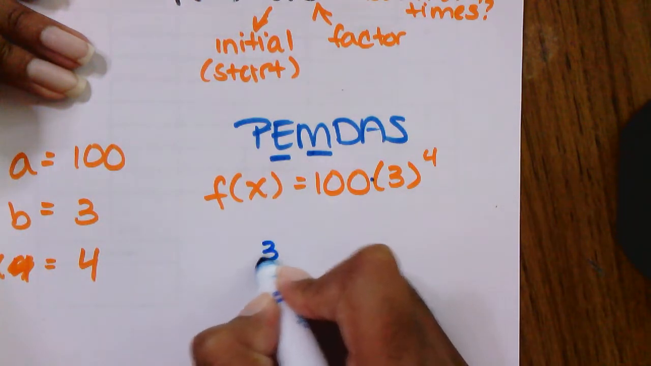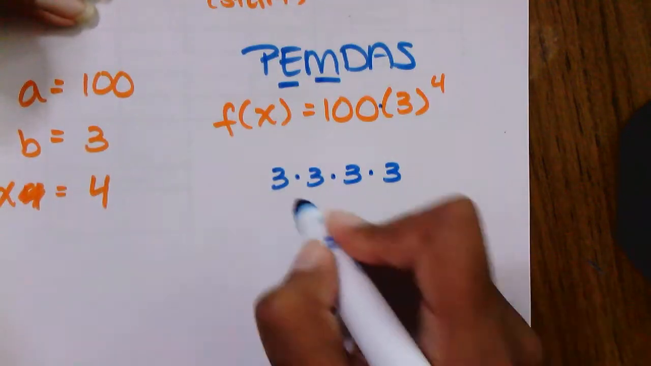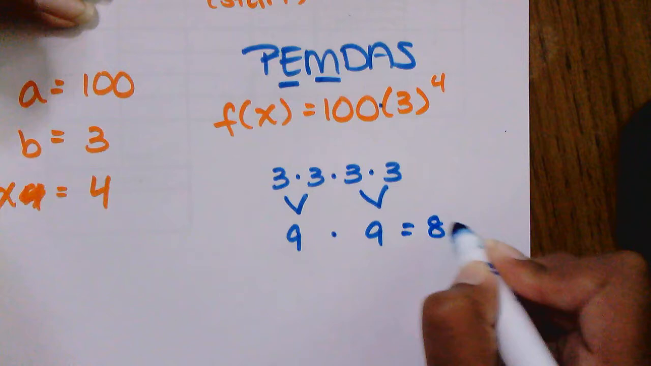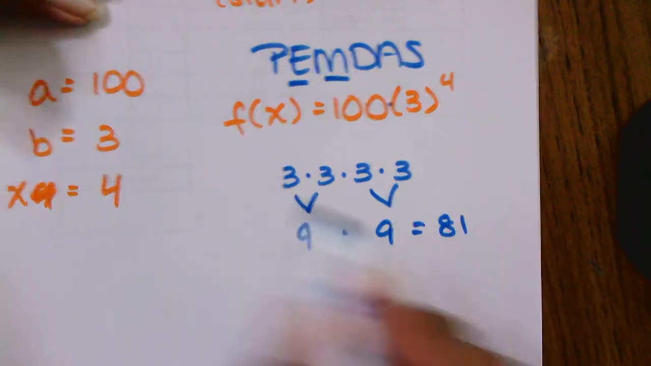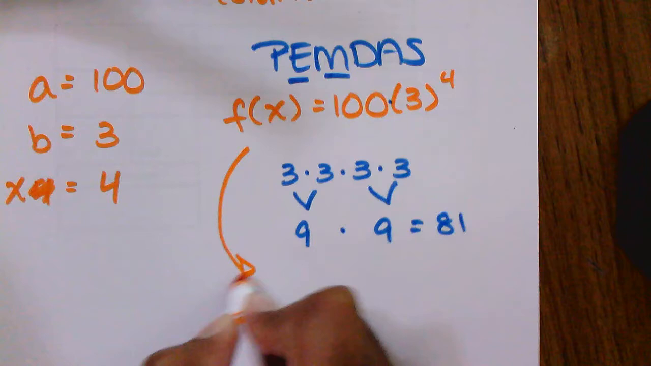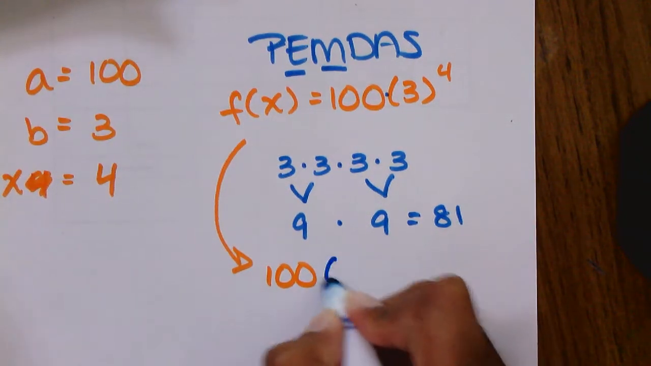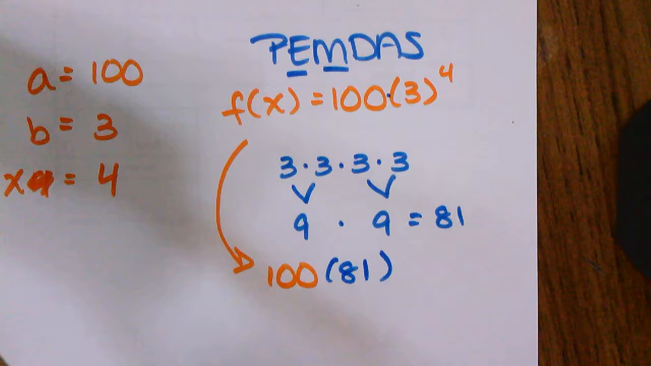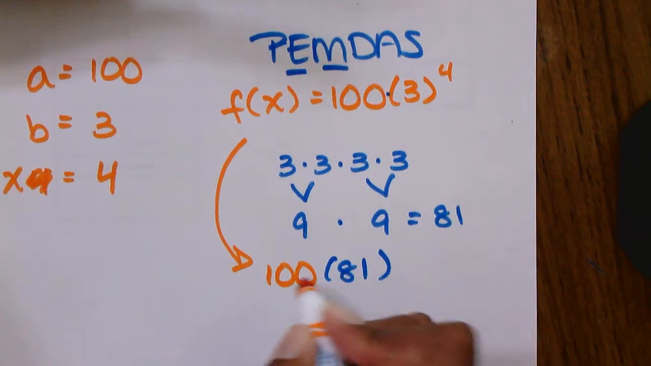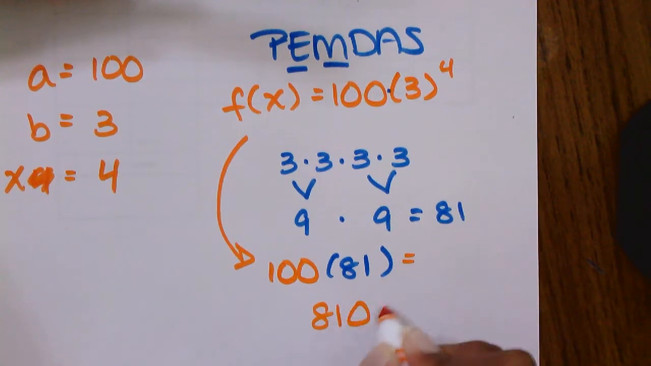So 3 to the 4th power is 3 times 3 times 3 times 3, 3 multiplied by itself 4 times. 3 times 3 is 9. So 3 to the 4th power is equal to 81. So then, bringing this down, we have 100 times 3 to the 4th power, which we just said was 81. And I know that 100 times any number is just that number with 2 zeros after it. So I know that this is going to be equal to 8100.